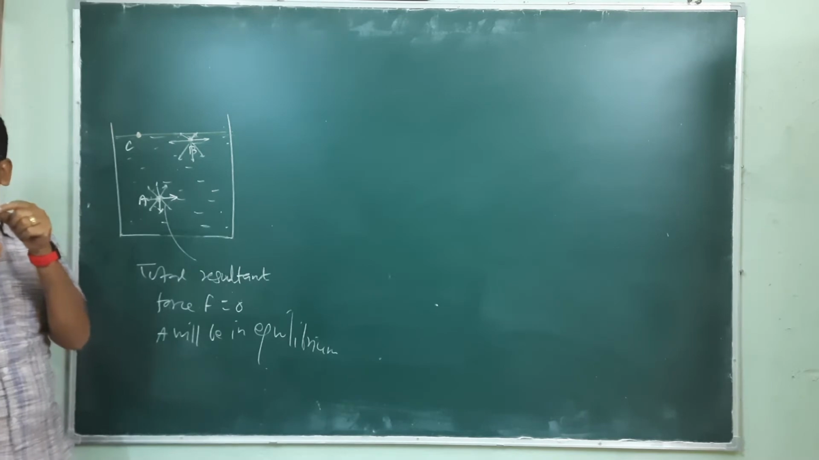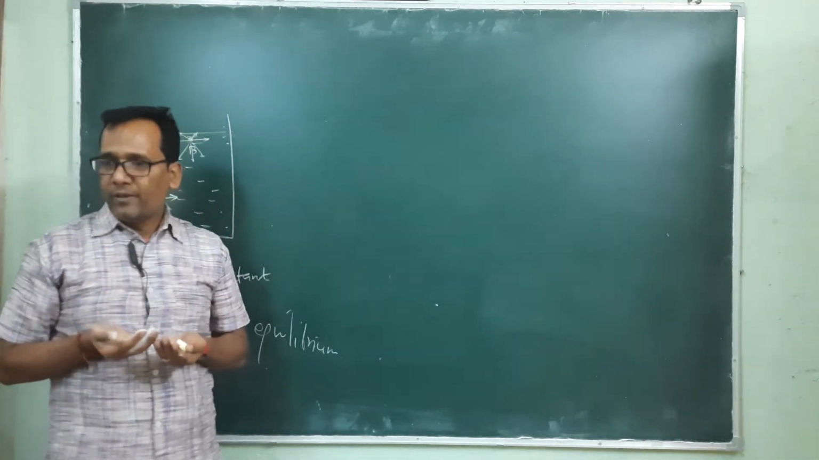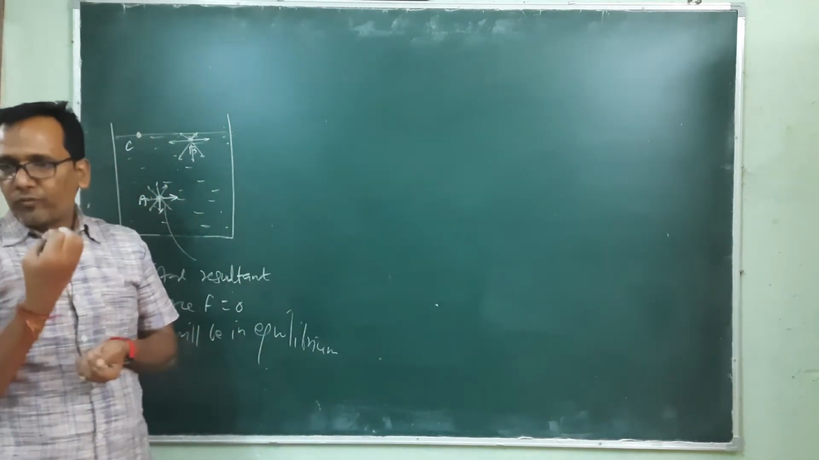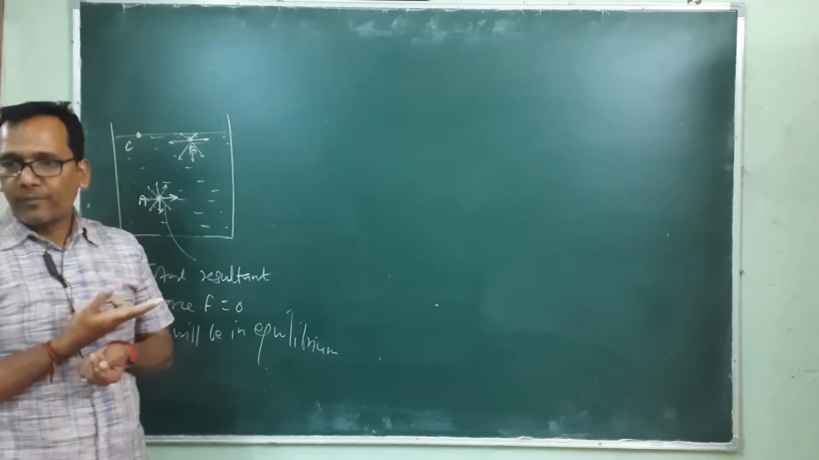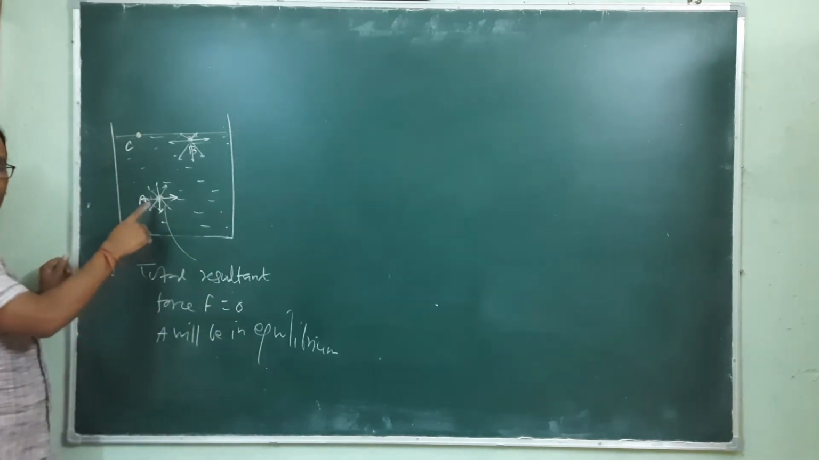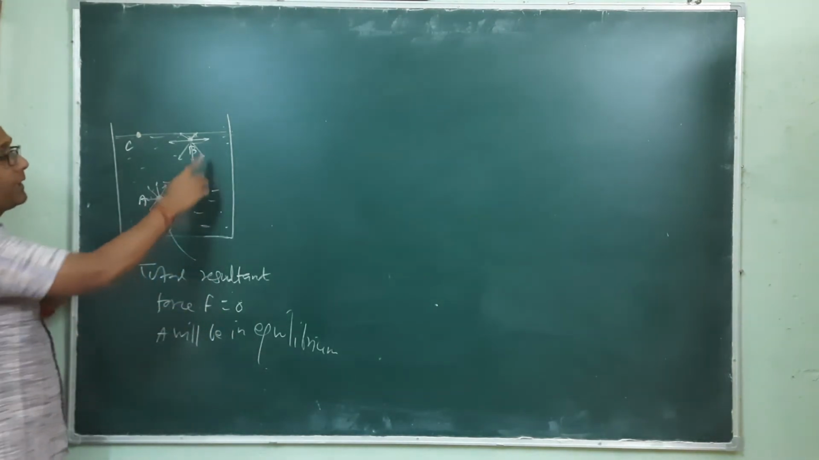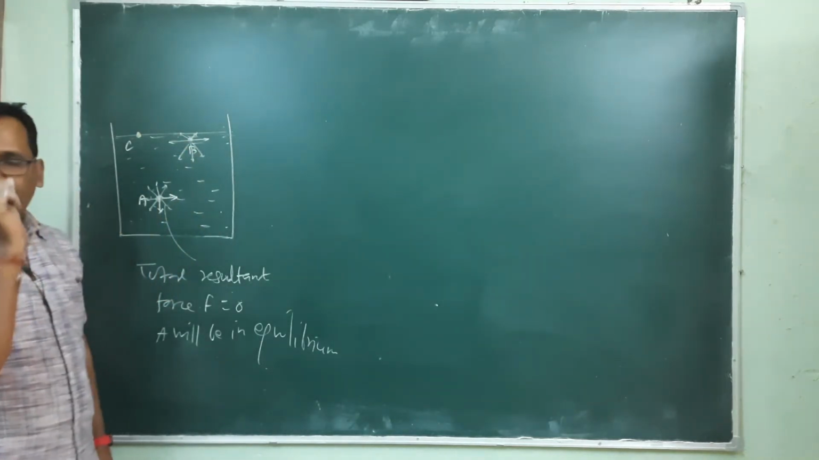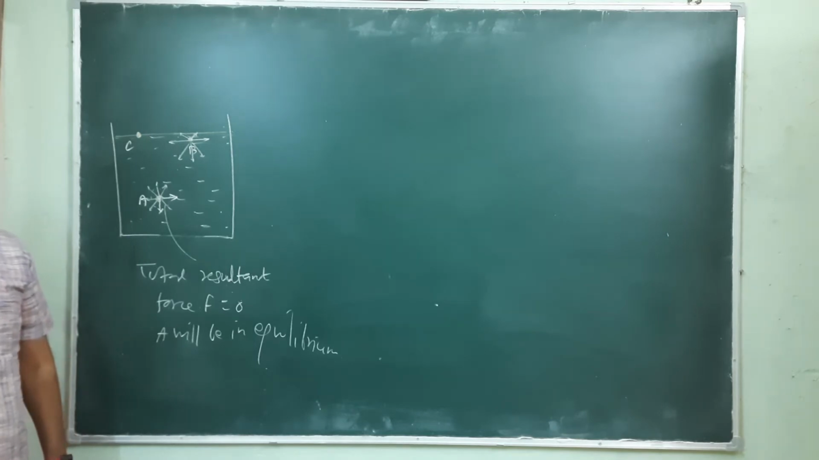So here it is not completely in equilibrium. A slight resultant force will be there inside this liquid, inside this water. This one is completely in equilibrium, 100 percent, the resultant force is 0. But here the resultant force is not completely 0. Some force may be applied in the direction of inside the liquid.